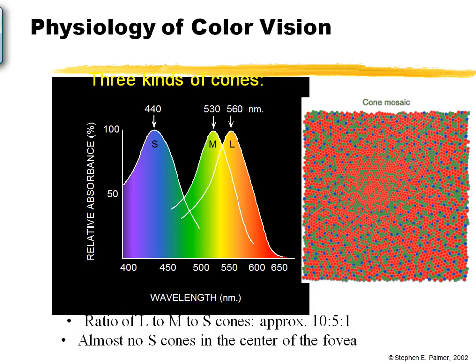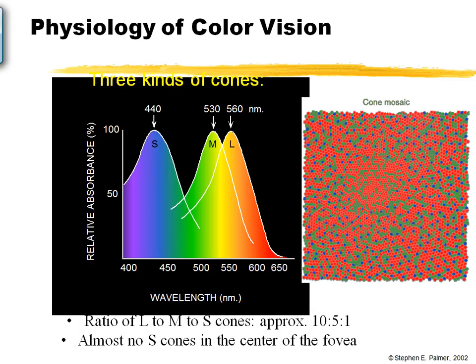Right? So they overlap. And in general, the ratio of these sensors that we have is such that you have a lot of sensors that are sort of in the long range, so red sensing, a fair amount in the green sensing, and of course in the blue sensing we have very, very few. In fact, in the main center of the fovea, we almost have no sensors that pick up blue light. We predominantly operate in terms of red and green sensing.